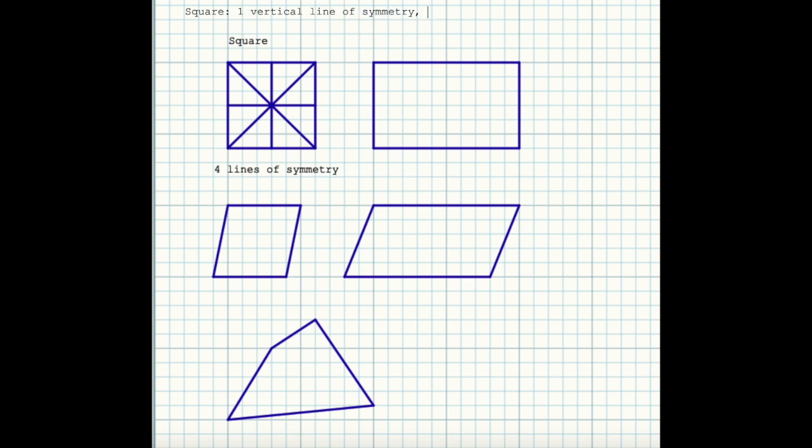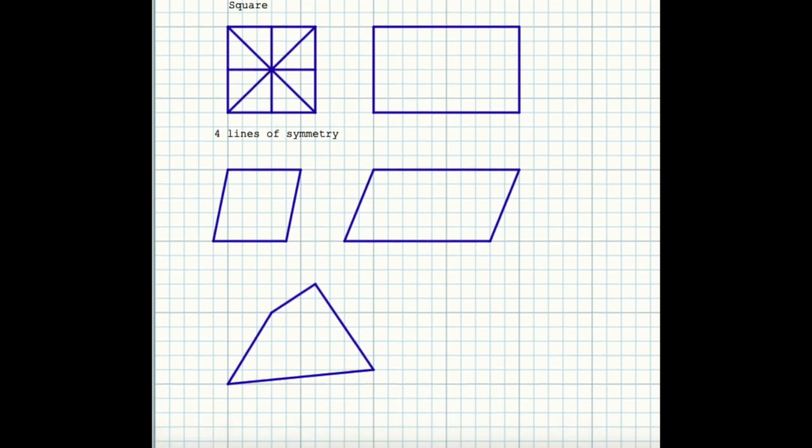It has 1 horizontal line of symmetry. It has, I'm going to start over here, 2 diagonal lines of symmetry. There you go. So now I know all the lines of symmetry. Now I'm going to come over here.